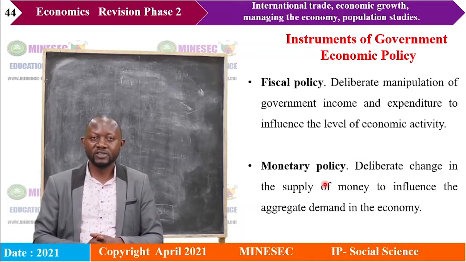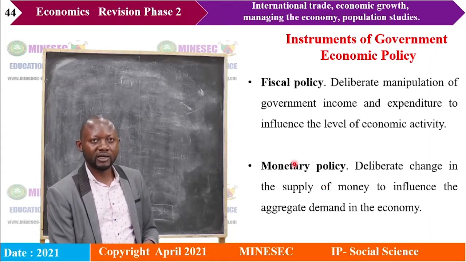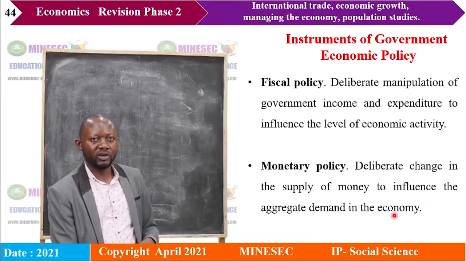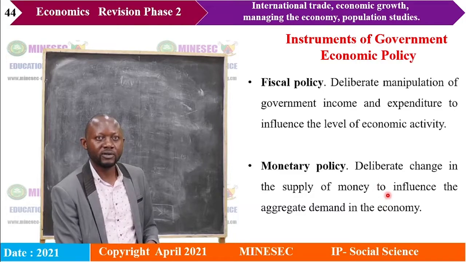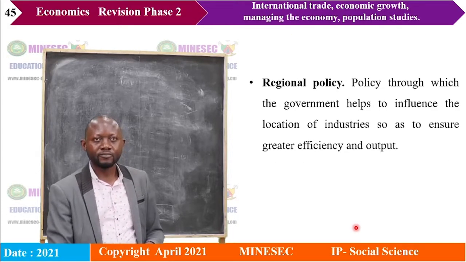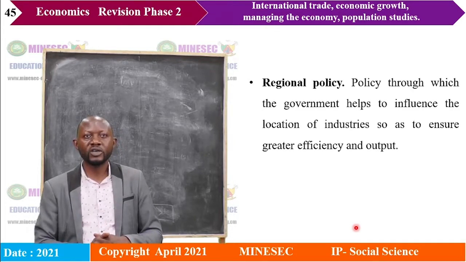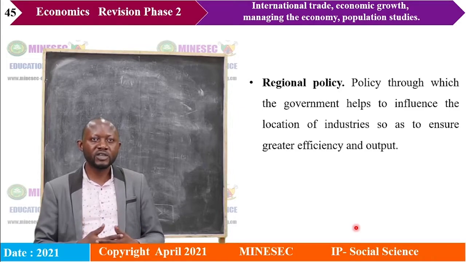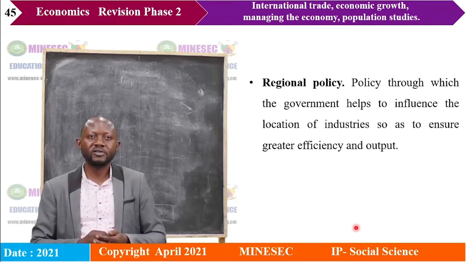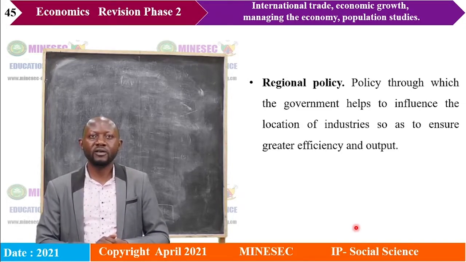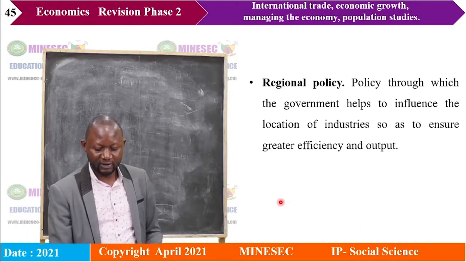We have the monetary policy, which is a deliberate change in the supply of money to influence aggregate demand in the economy. The main instruments here are bank rates, minimum lending rates, open market operations, funding, moral suasion, and others. Regional policy is a policy through which the government helps influence the location of industries so as to ensure greater efficiency and output. It is the policy the government uses to make sure there is regional balance, so that some regions are not overdeveloped and others less developed.